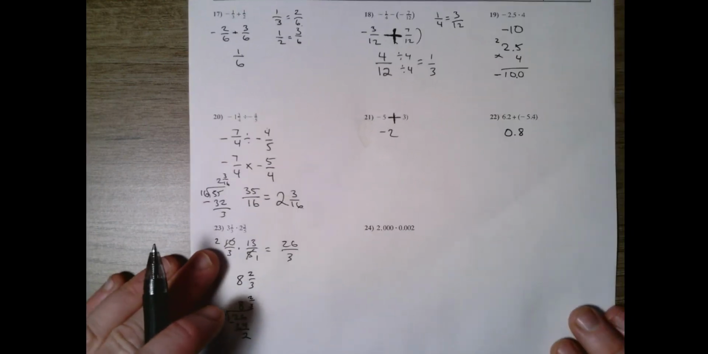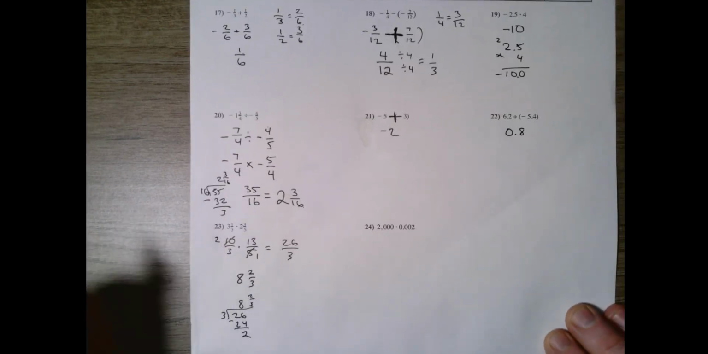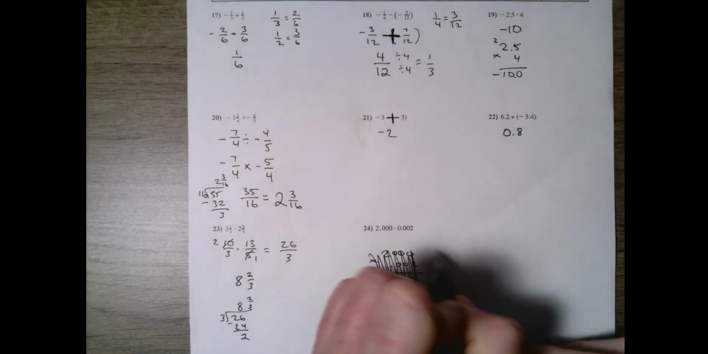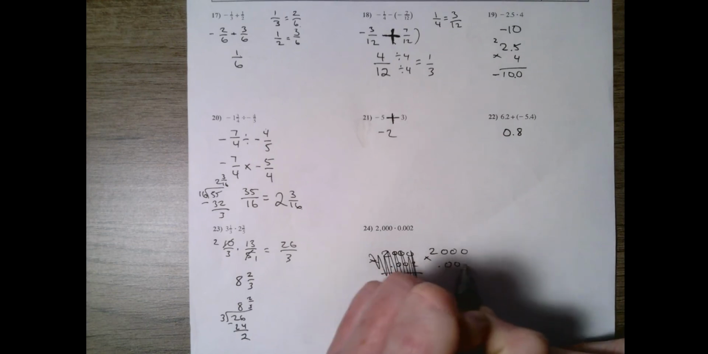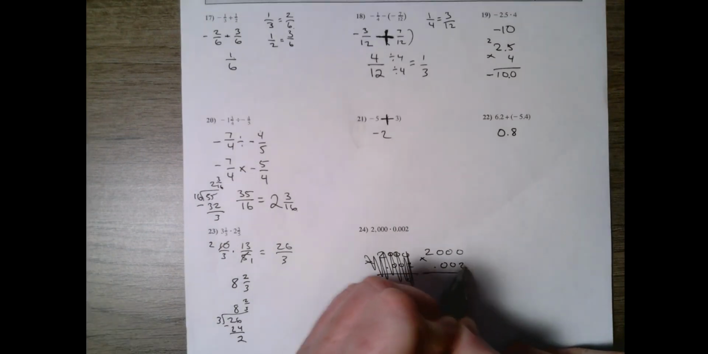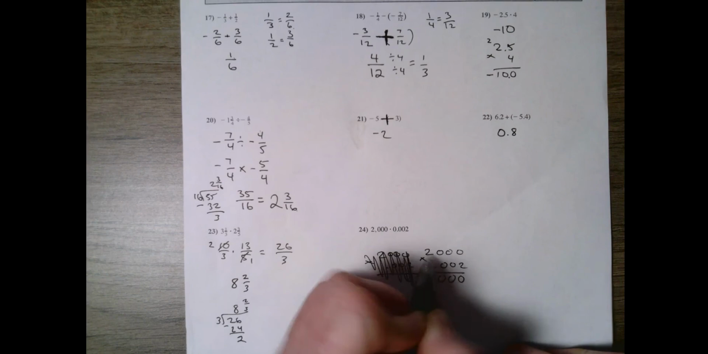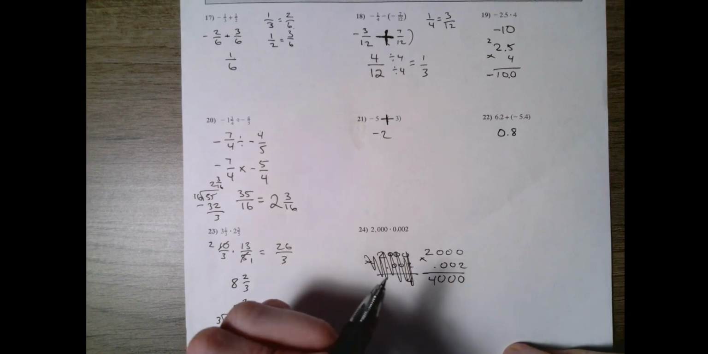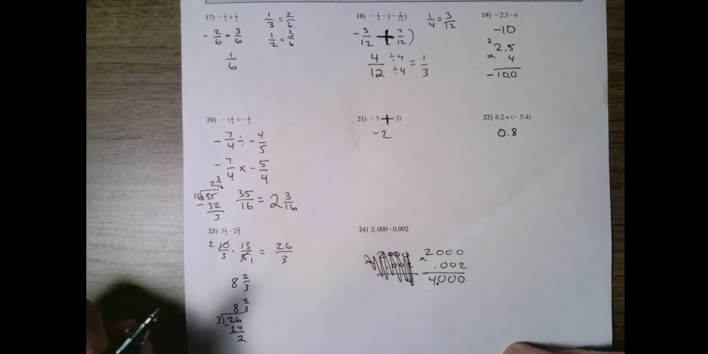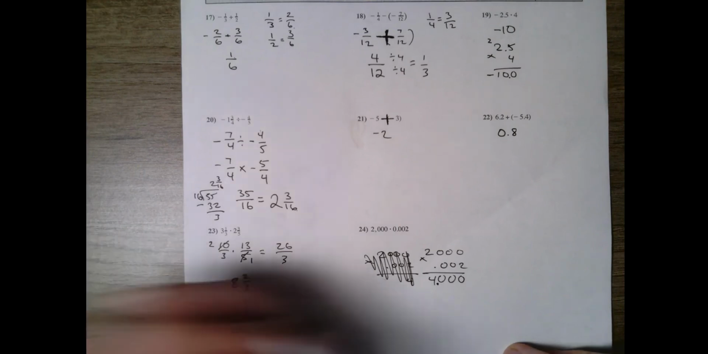All right, now this one, let's see here. We have 2,000 times 0.002. Sorry about that. All right, so we have 2,000 times 0.002. So I have 2 times 0, 2 times 0, 2 times 0, 2 times 2. I'm done. At this point, I just need to move the decimal 1, 2, 3 places. So my answer is just 4.